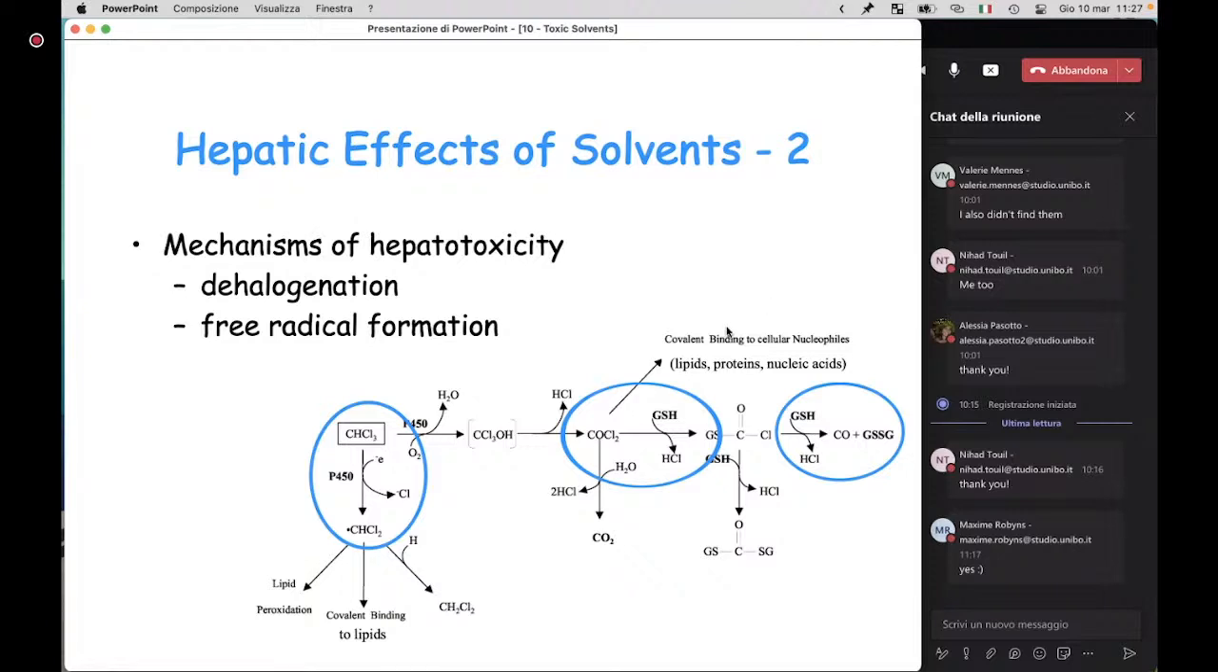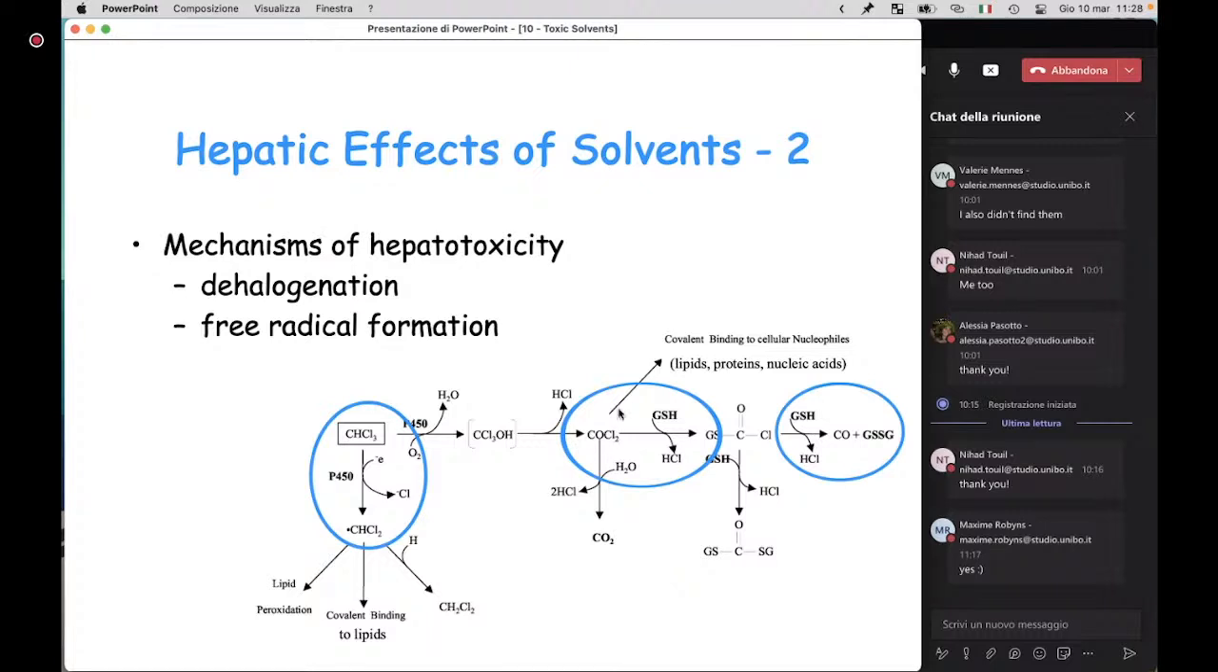Amines, carboxylic acids, and thiols in proteins mainly, but also in nucleic acids and even in lipids, can be damaged by this kind of compound. This compound, COCl2, is called phosgene, and it was used during World War I as a nerve gas. So, of course, it's very toxic, okay?